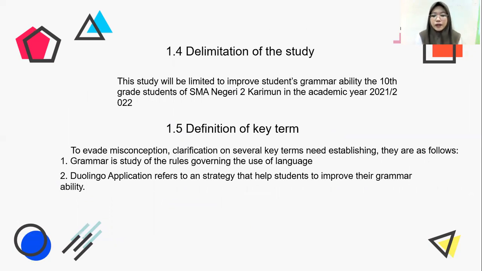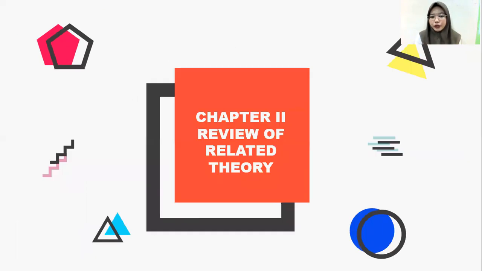Let's move to definition of key term. To avoid misconception, clarification on several key terms needs establishing. They are as follows. First, grammar is the study of the rules governing the use of language. And the second, Duolingo application refers to a strategy that helps students to improve their grammar ability. Let's move to chapter 2, review of related theory.